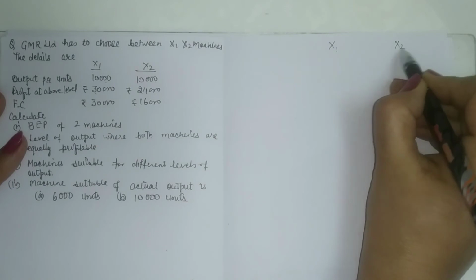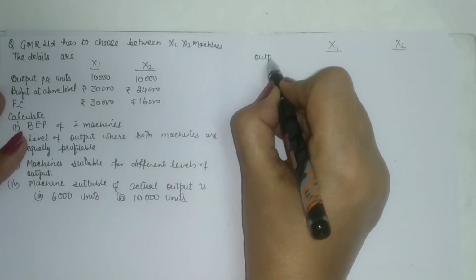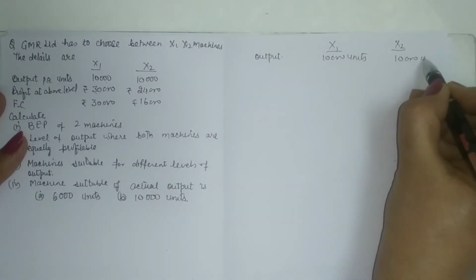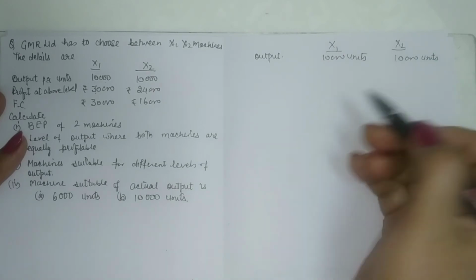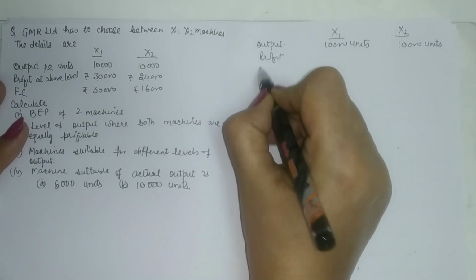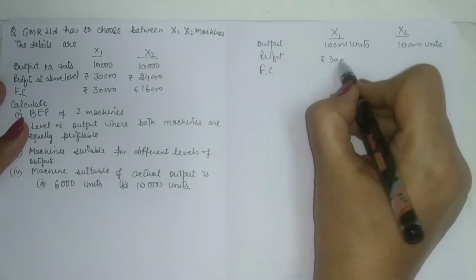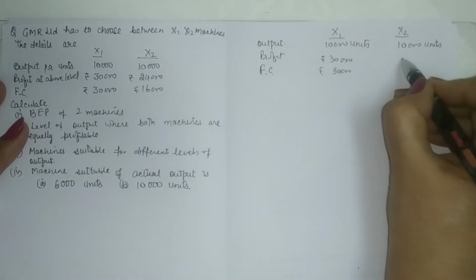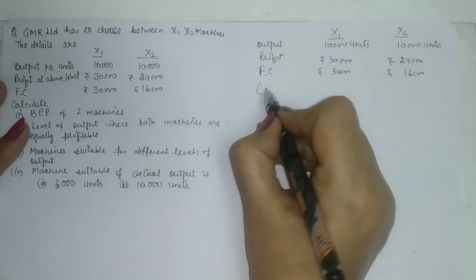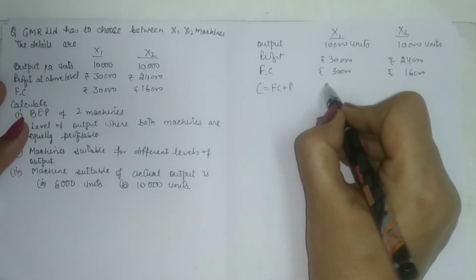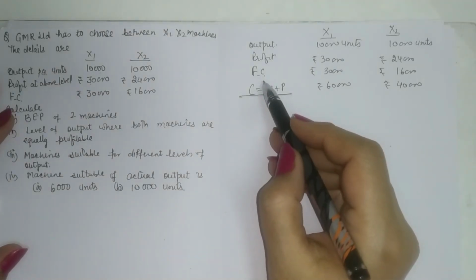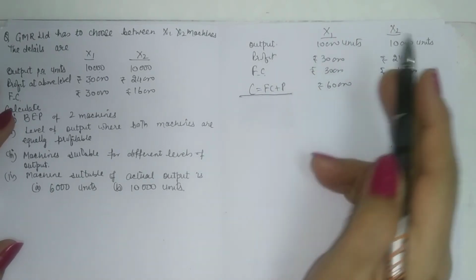So machine 1 and machine 2. We are given output 10,000 units, 10,000 units. Okay, we are not given selling price, so we can make all calculations in rupee form. Profit is given and fixed cost is given. 30,000 here, 24,000 for second machine, and fixed cost of 30,000 and 16,000, which means contribution is fixed cost plus profit, that is 60,000 for machine 1 and 40,000 for machine 2. Since we are not given selling price, we cannot calculate sales, so PV ratio won't be used here.